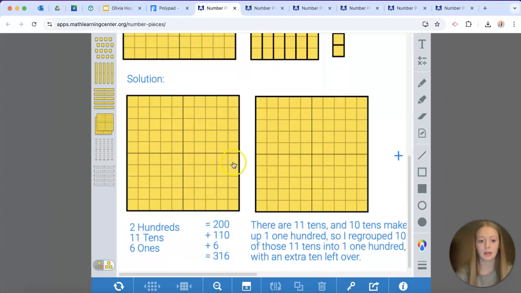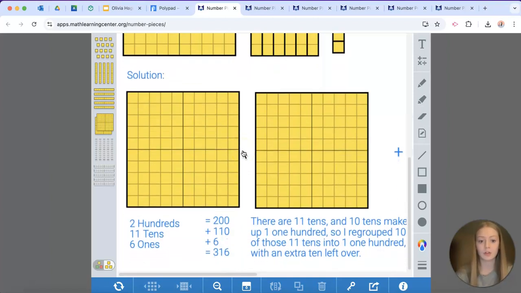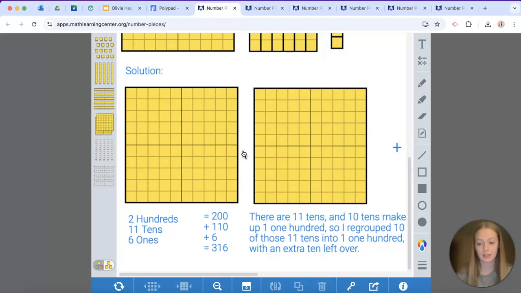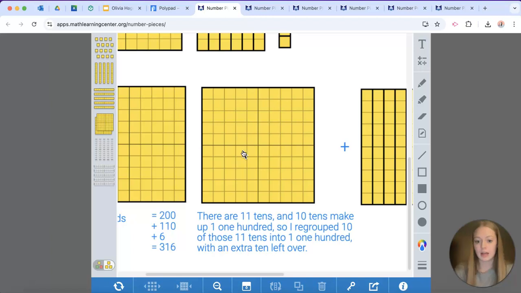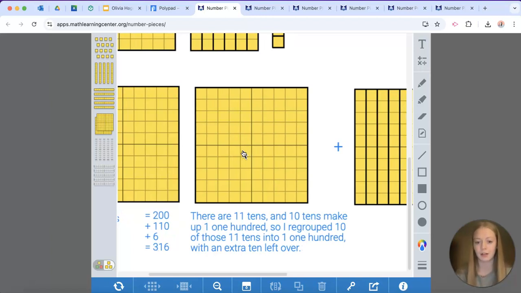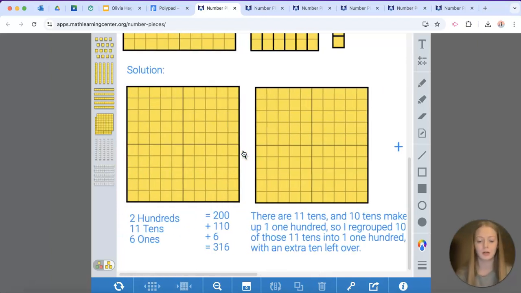When you combine everything, you get 2 100s, 11 tens, and 6 ones. Since there are 11 tens, and 10 tens make up 1 100, I regrouped 10 of those 11 tens to make another 100, and then there is 1 ten left over. So we had 200 plus 110 plus 6 is 316 for question 1.